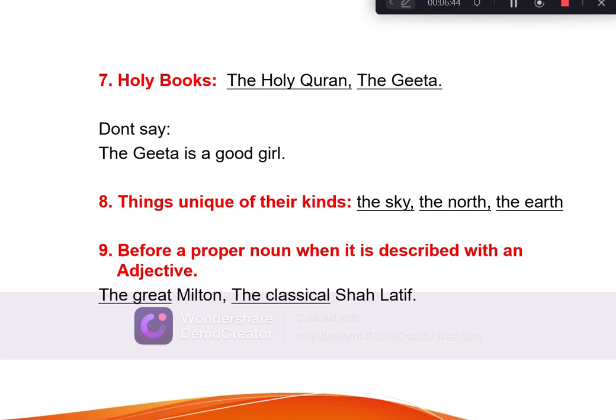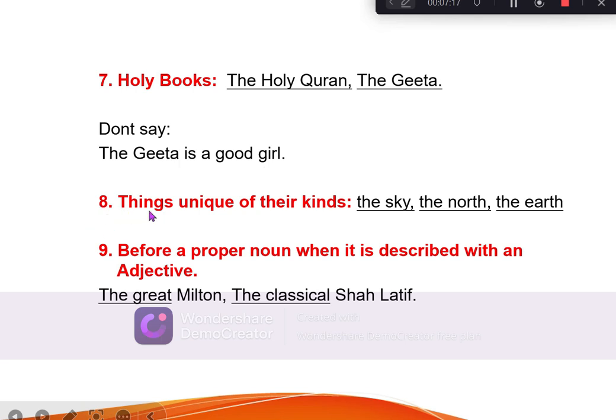The article is used with the names of holy books. We say the Holy Quran, the Gita, the Bible. But keep in mind, whenever these names are used as the name of a person, like the word Gita, which is also the name of a Hindu girl, do not say the Gita. The Gita is a good girl is an incorrect sentence, because here Gita is not the name of a book, but the name of a girl.